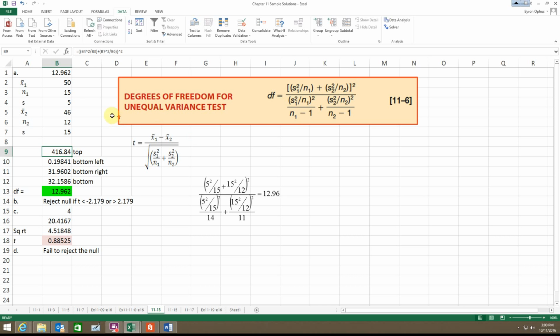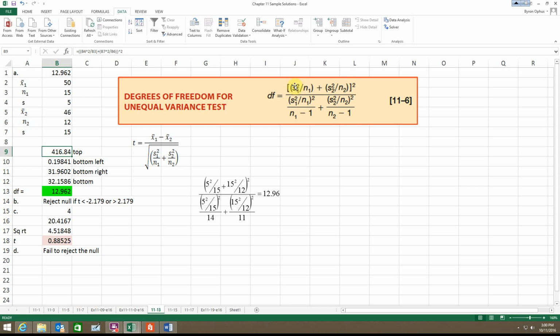So here we go. First let's get our information, right? A random sample of 15 items, so my n1 is 15, from the first population showed a mean of 50, so that's my mean of 50, right? And a standard deviation of 5. Okay, and the second one is a sample of 12, population mean of 46, and a standard deviation of 15. Okay, so quite a big difference in standard deviations. That's why we're assuming that they're unequal, right?